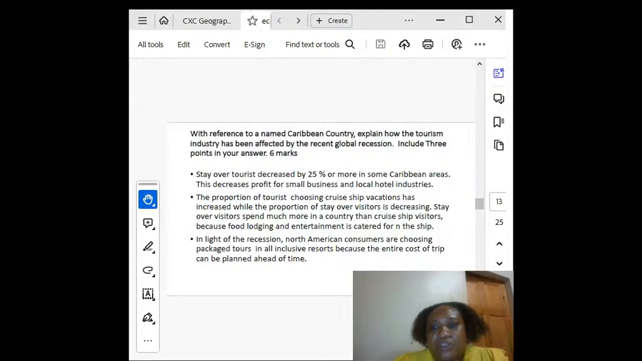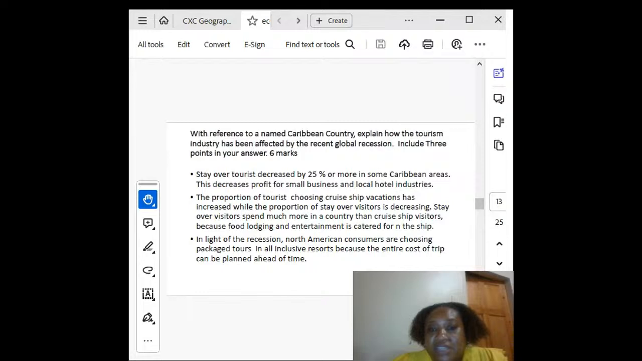Then you have the proportion of tourists choosing ship vacations, meaning cruise ship became more popular, right, during that time because with cruise ship destinations it is cheaper to go on a cruise because you see more countries, right? They spend more time in a country than a short time. So they don't have to pay for food, they don't have to pay for accommodation. All of that is catered on ship.